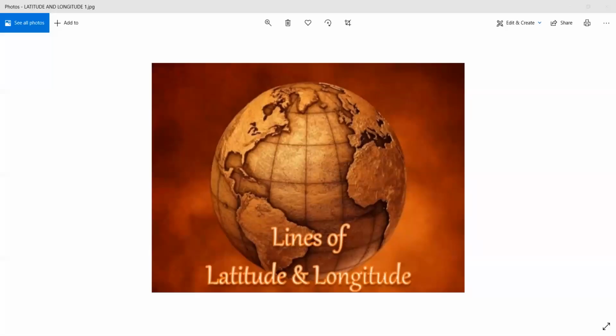So today I'm going to do the first part. Well, stay tuned for the second part. So I am sharing the screen and together we will be studying. So let us start. So here is the screen. So as you can see, the screen is here, lines of latitude and longitude. So let's start about it.